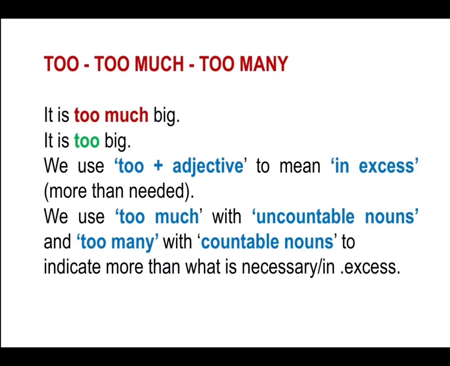Too much, too many. "It is too much big." Correct: "It is too big." We use "too" plus adjective to mean in excess, more than is needed. We use "too much" with uncountable nouns, and "too many" with countable nouns to indicate more than what is necessary, or in excess.